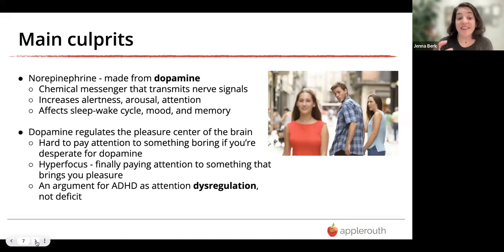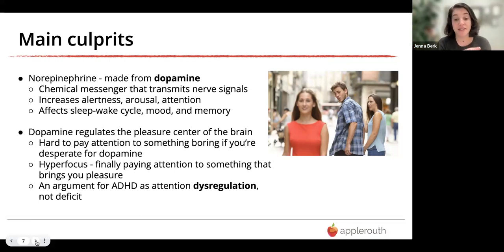And dopamine also regulates the pleasure center of the brain. You might have heard someone say, "Oh, I really need a dopamine hit, so I'm going to play some video games or something to sort of get that pleasure back." Well, it's really hard to pay attention to something boring if your brain is desperate for dopamine. So if you're sitting in a class that would normally take a lot of your energy to focus anyway, and you really need dopamine, and you see something out the window and it's this cute little bird that's hopping from branch to branch, it can be really hard to persuade your brain that that's not actually what you need to be focusing on in the moment.